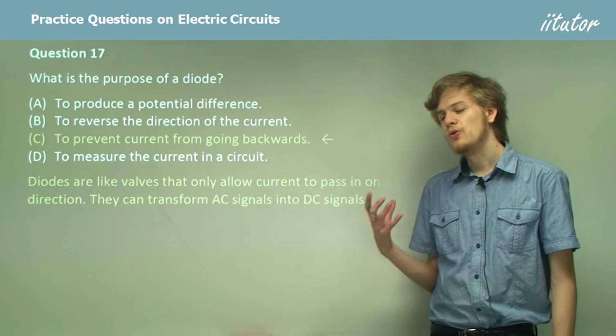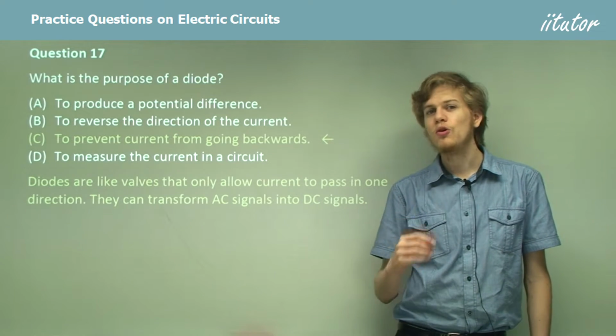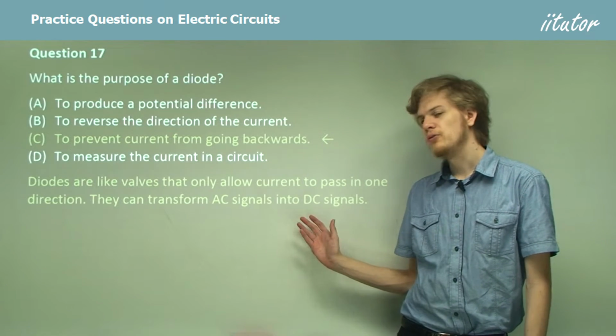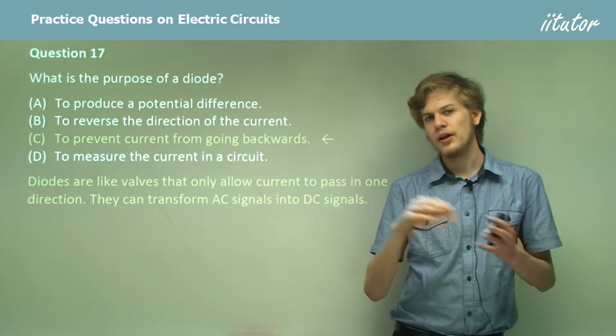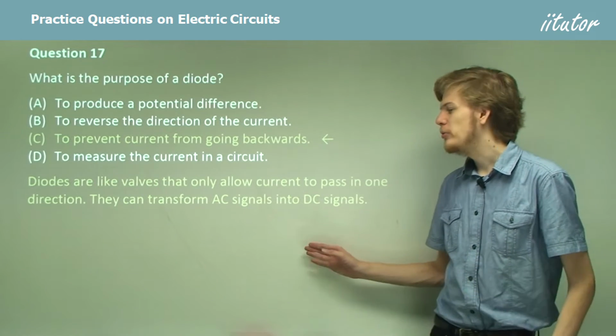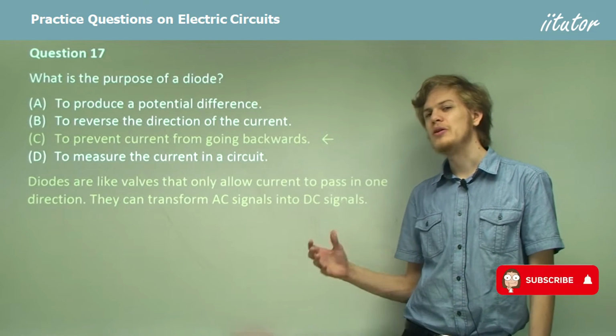Diodes are like valves that only allow current to flow in one direction. They'll change an AC signal going back and forth into a DC signal that goes on and off and on and off. So half the time there will be no current, simply because half of the AC signal is being blocked.